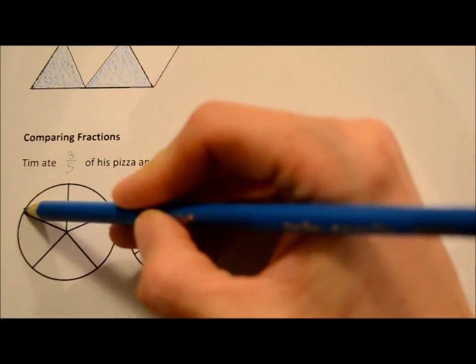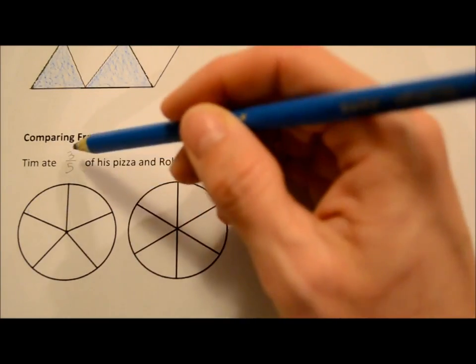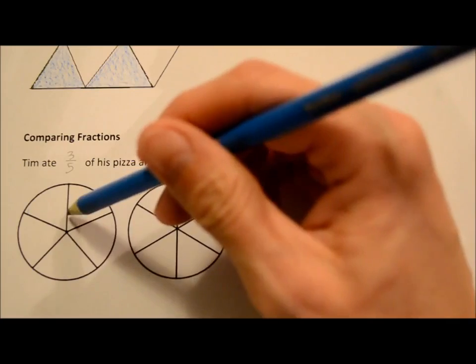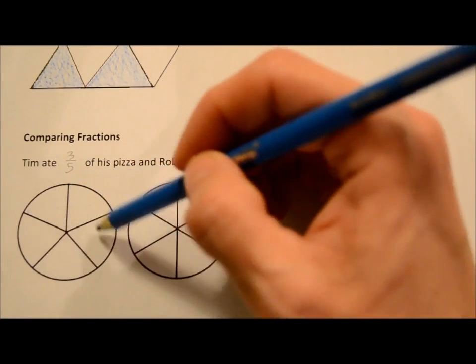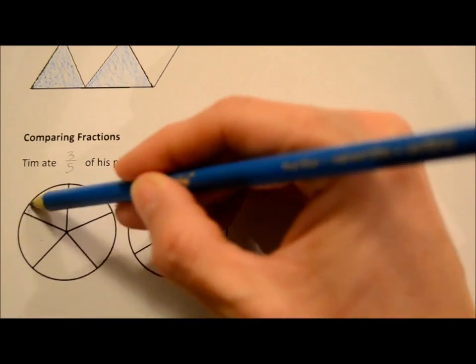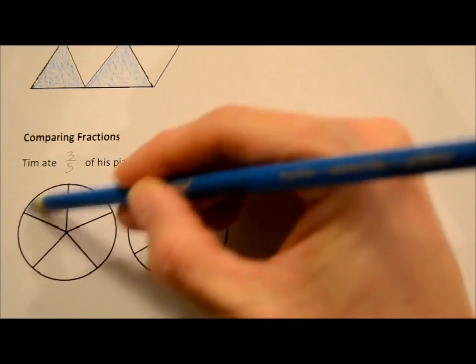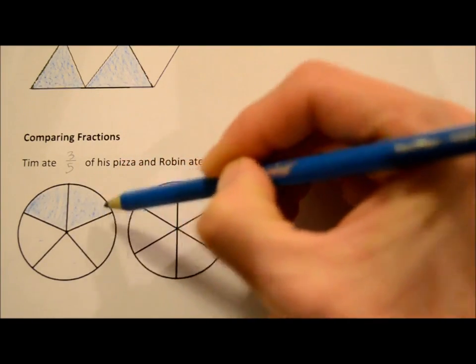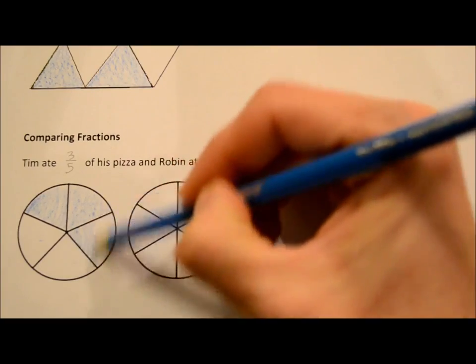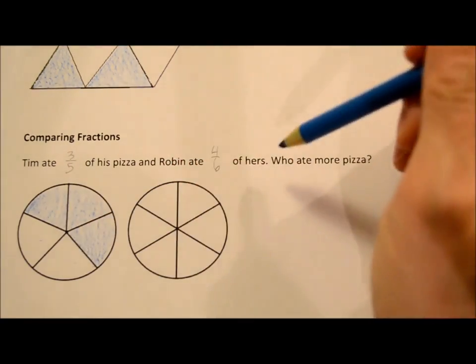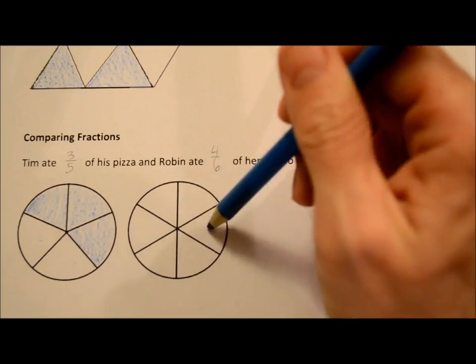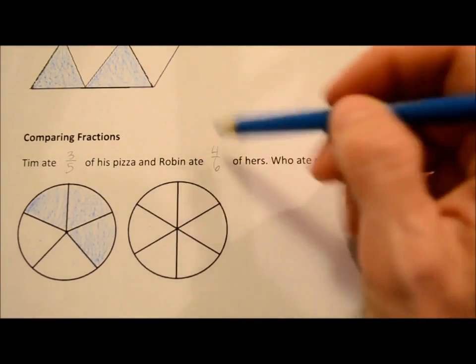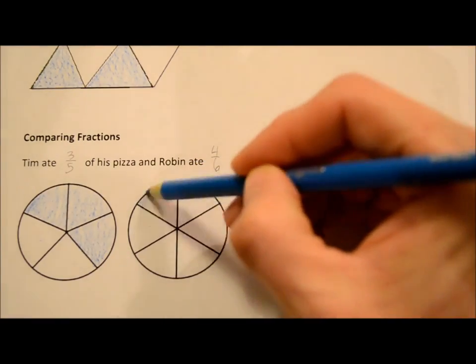So 3/5. Oh, and I know ahead of time because I made that this is fifths, but I should check. 1, 2, 3, 4, 5. It is fifths. I know it's fifths because there were 5 sections. So I'm going to go ahead and color in 3. I'm not being really super neat this time because I'm just doing it to get an eyeball here. And then 4/6. 1, 2, 3, 4, 5, 6. It is 6. Yep, I need to color in 4 of them.